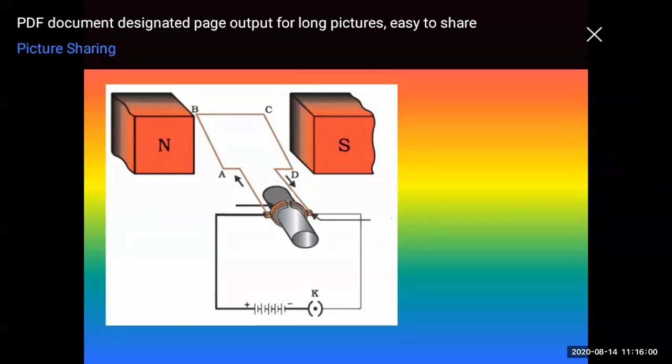After half rotation, the two halves of the split ring X and Y come in contact. So therefore, a force is exerted on the branch DC in the downward direction and on the branch BA in the upward direction. You'll find that the force will be exerted in opposite directions. So you can say the current in the loop is reversed now.